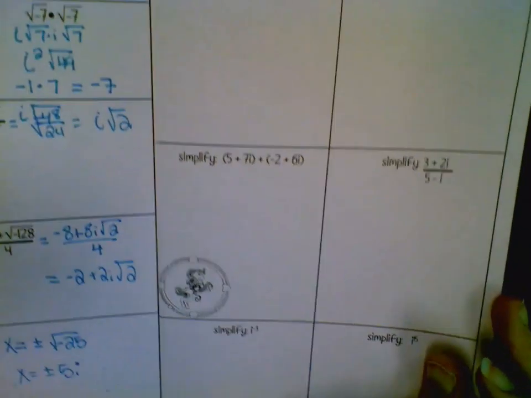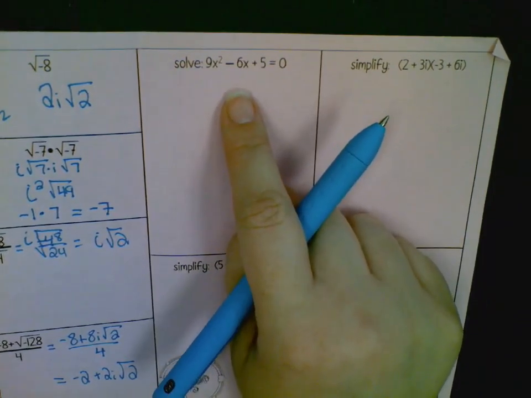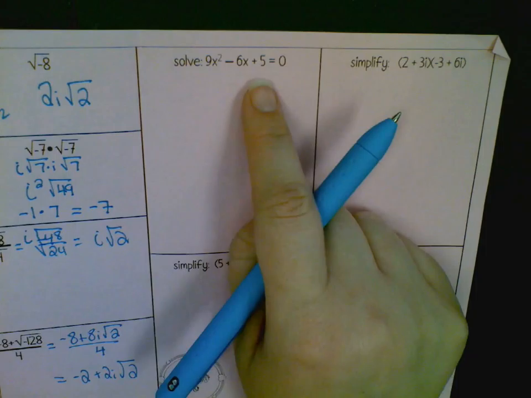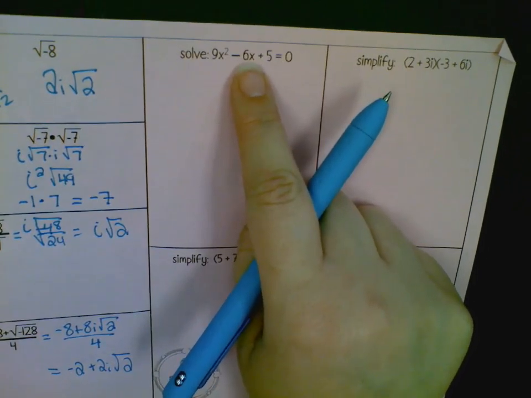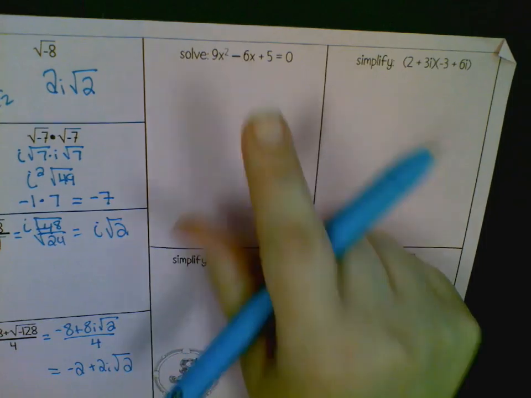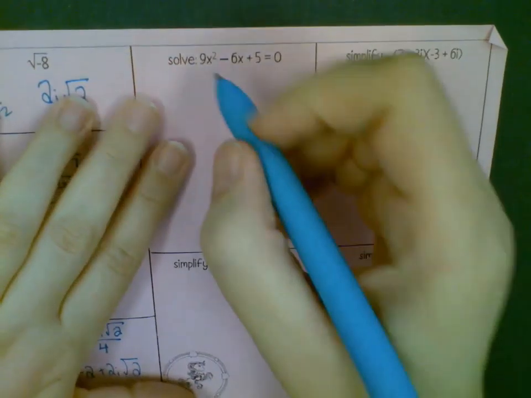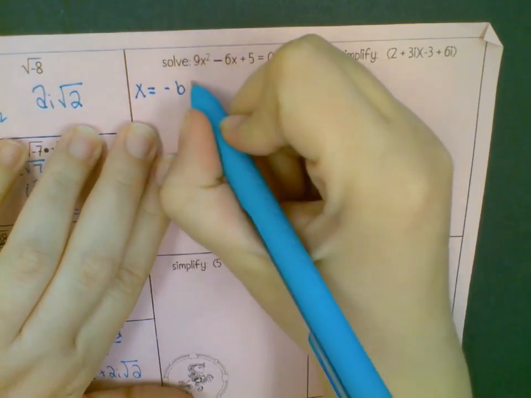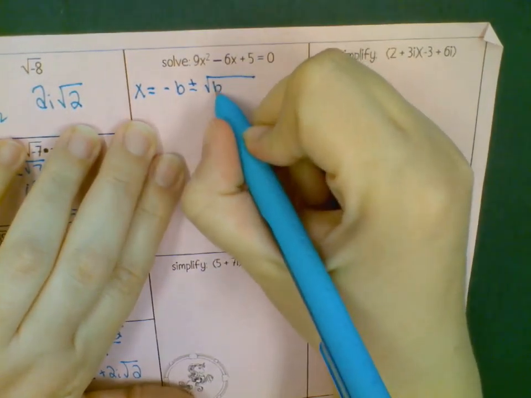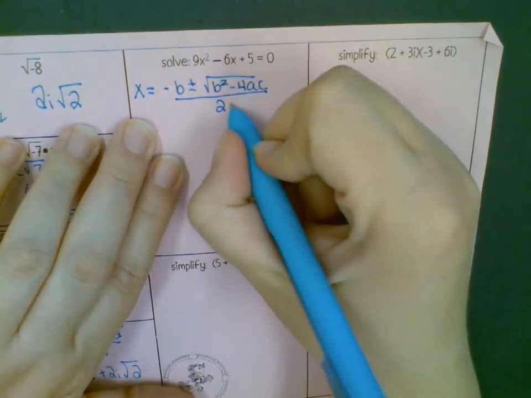Okay, so let's check it out up here. For this one, it's a quadratic again. Try to factor. So factors of 45 that make negative 6 don't exist. So that means we'd have to use the quadratic formula. The quadratic formula is x equals negative b plus or minus the square root of b squared minus 4ac, all divided by 2a.